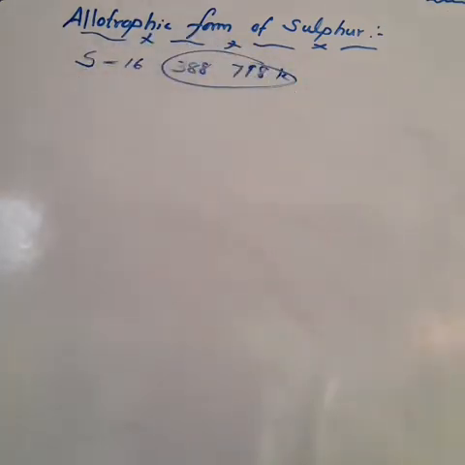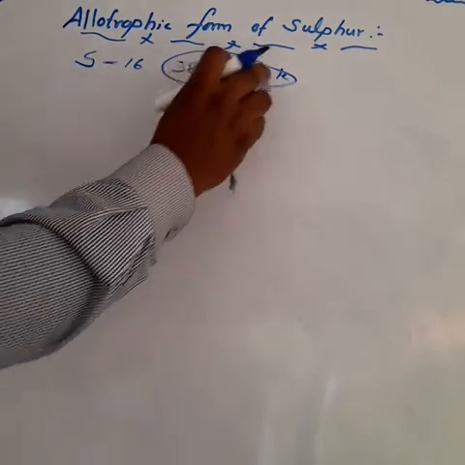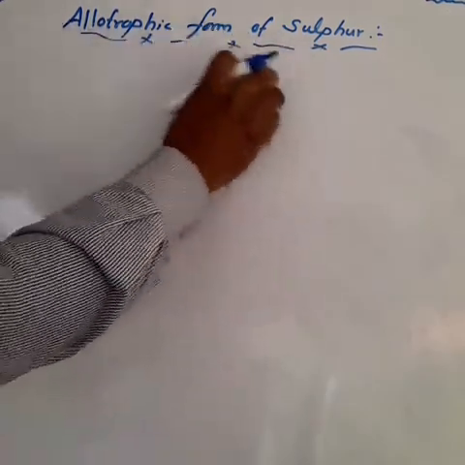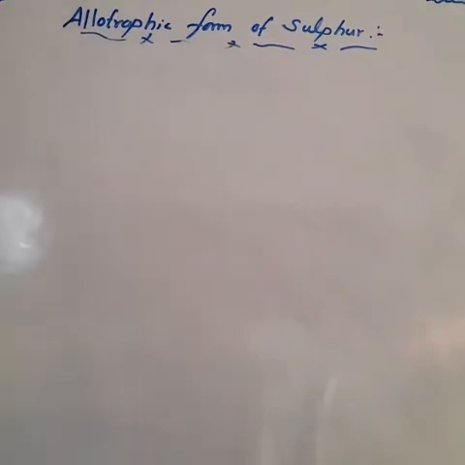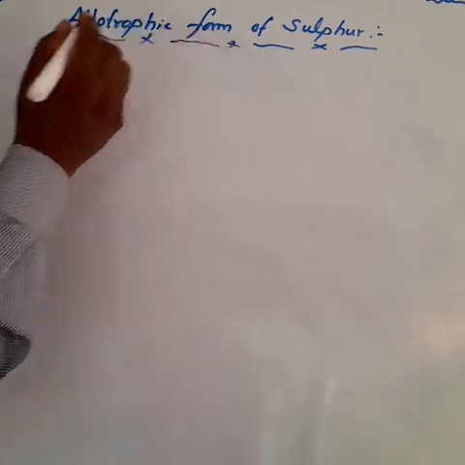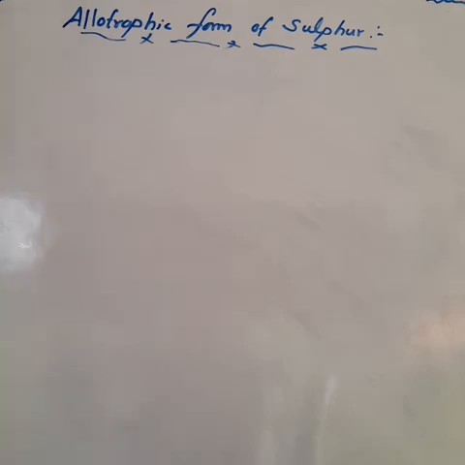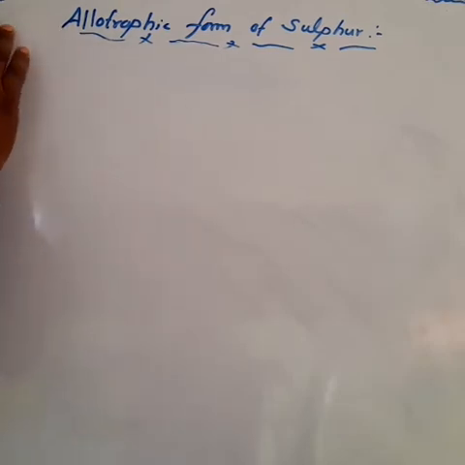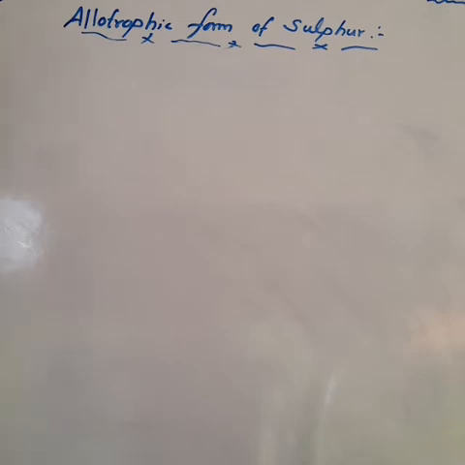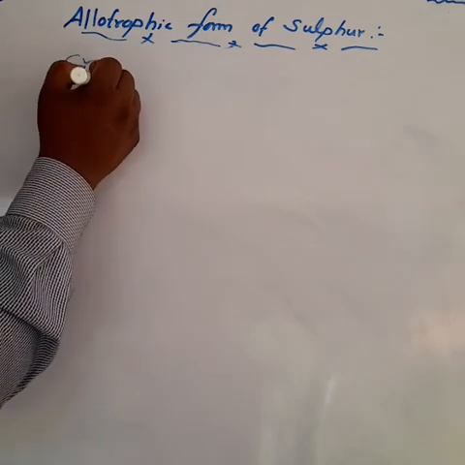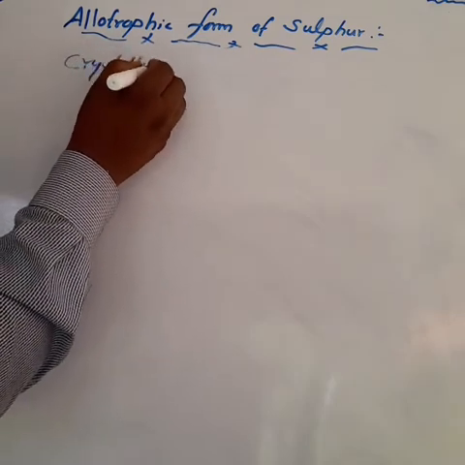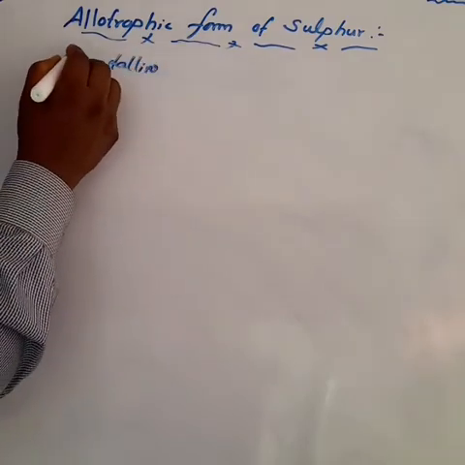Now we are discussing the allotropic forms of sulfur. Already we discussed allotropy. Does anybody remember what allotropy is? The term allotropic: same physical state, more than one form. We can say different crystalline forms. Simply, we say more than one form. Here, sulfur exists in crystalline and also amorphous allotropic forms.